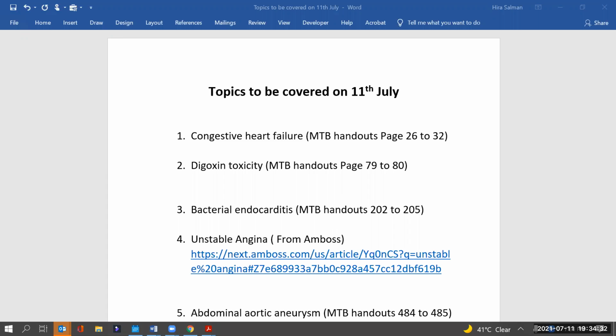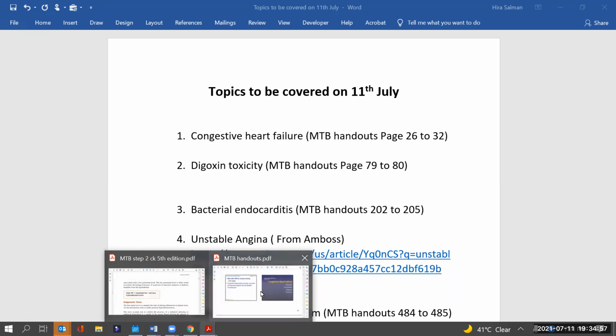I have already shared with you these MTB handouts. These are the exact handouts of MTB. Asha is here. We have this new 5th edition with us. The MTB handouts are unfortunately of the previous edition, but it's okay. Most of the things are the same. You are not going to find any difference in the handouts and the actual MTB. So we'll just start with this one. I'm going to share my handouts with you.